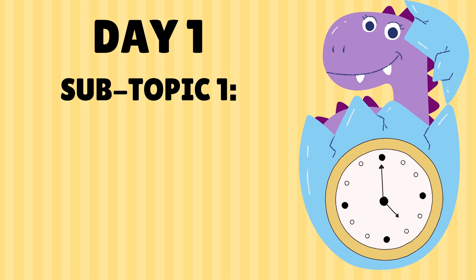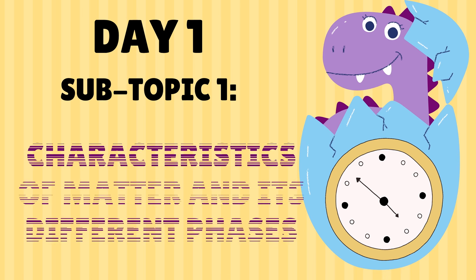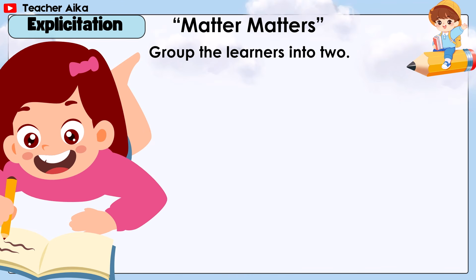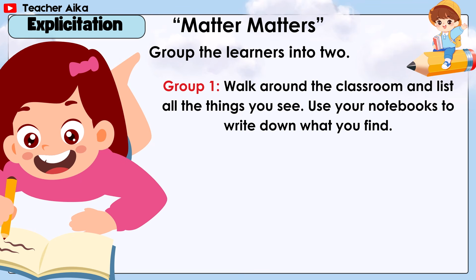Day 1. Subtopic number 1. Characteristics of matter and its different phases. Explicitation. Matter matters. Group the learners into 2. Group 1. Walk around the classroom and list all the things you see. Use your notebooks to write down what you find.